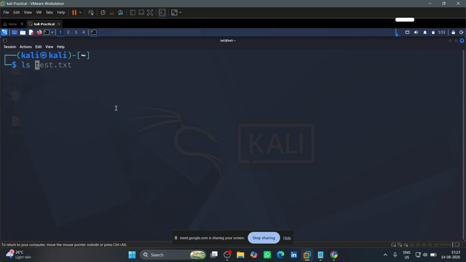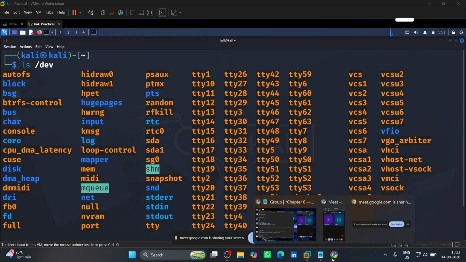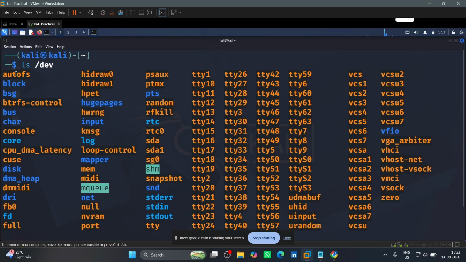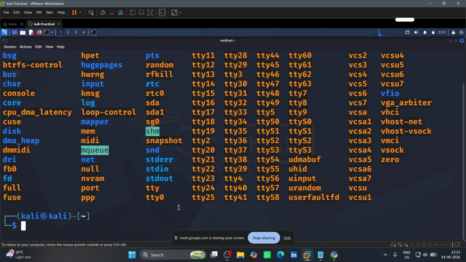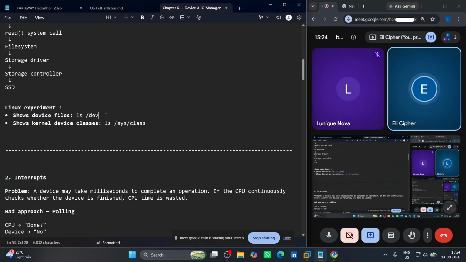Okay, ls /dev. So these are all the device files, right? We need not go into the depth of this. Let's just take a look. There is NVRAM and port. Take a shot of this command, that you can list the devices, or device files, using ls /dev. Whenever we need some work, we will refer to this.